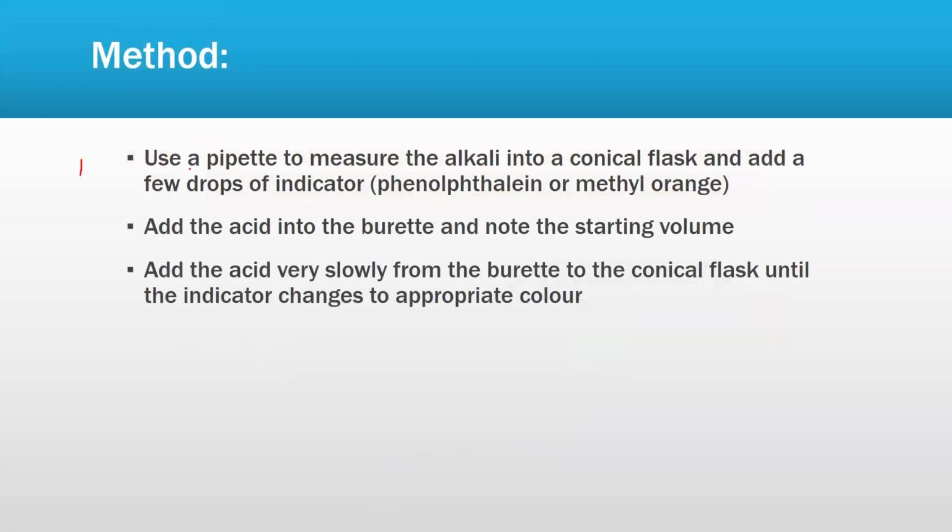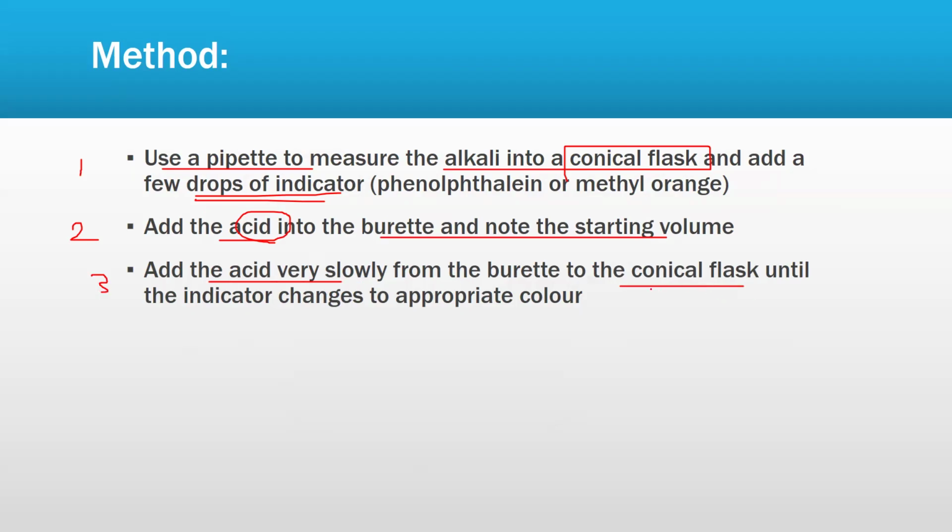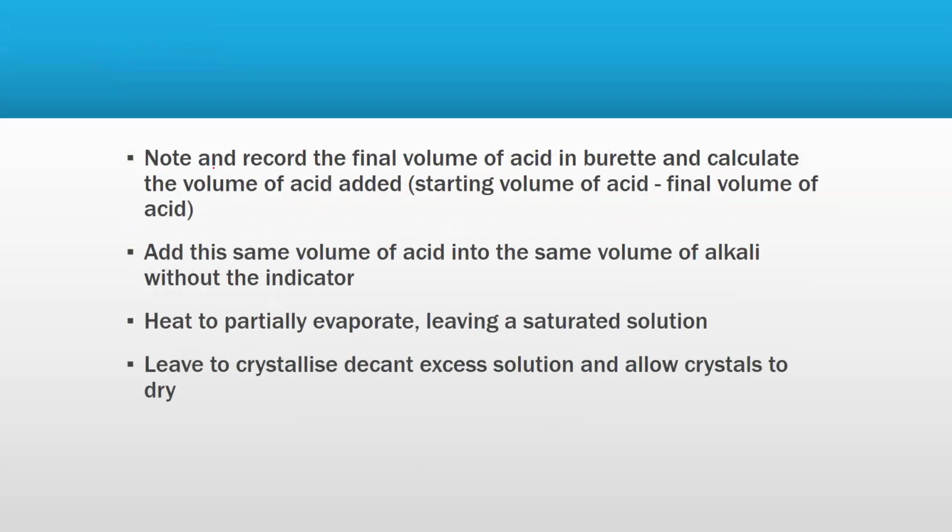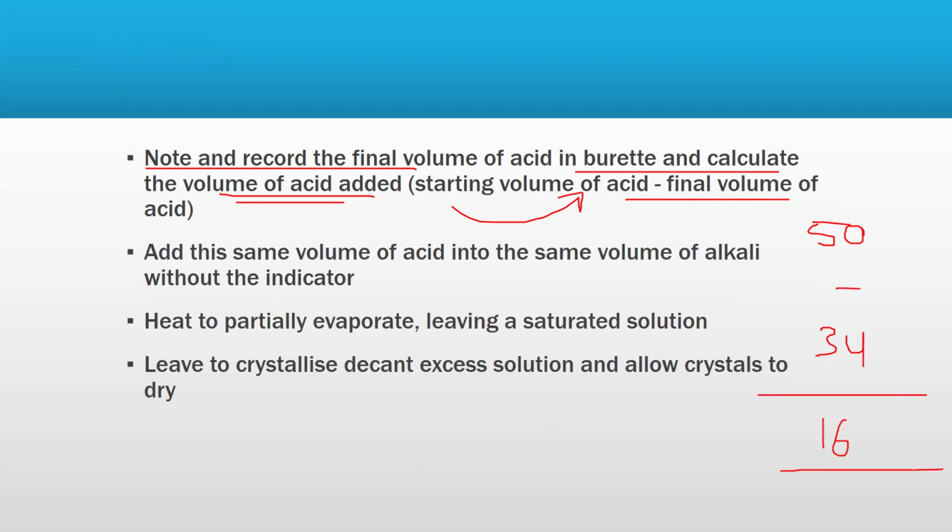So the method was to use a pipette to measure the alkali and pour it into a conical flask, and then add a few drops of indicator as well. Then we put the acid in the burette and started to note the volume. We started adding the acid very slowly from the burette to the conical flask until the indicator changed to an appropriate color. Note and record the final volume of acid in the burette and calculate the volume of acid added. For example, the starting volume of acid and the final volume of acid. Let's say we start with 50, final is 34, which means how much reacted? 16. Clear?